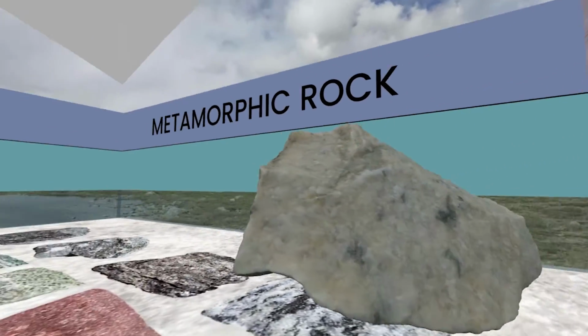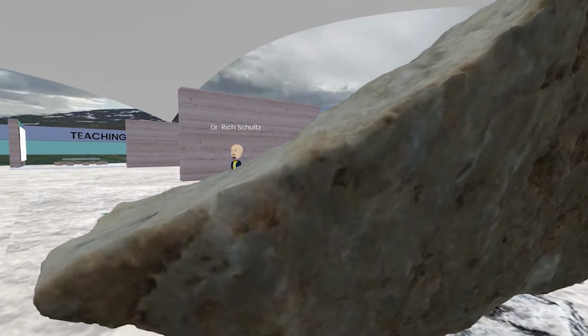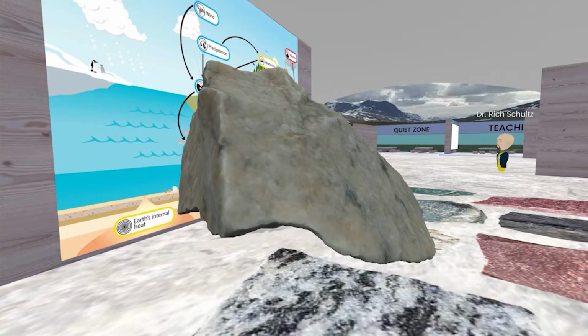The marble that you see that's spinning is a textured rock that is called non-foliated, meaning that the minerals that are in it do not line up. They're sort of in a random arrangement. The minerals that are in there are predominantly a mineral called calcite.